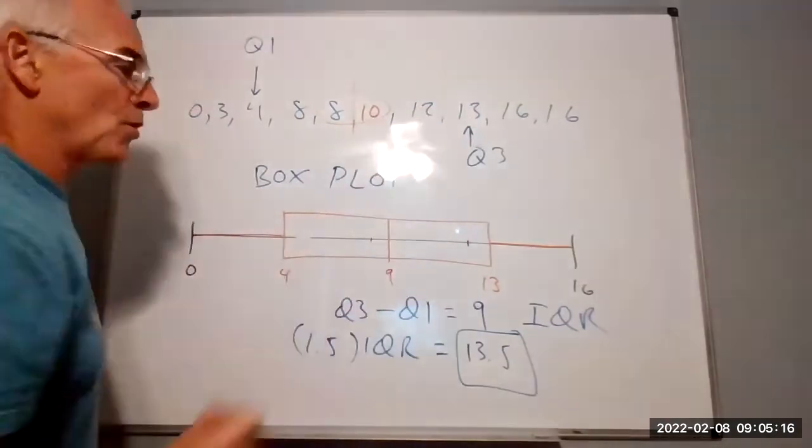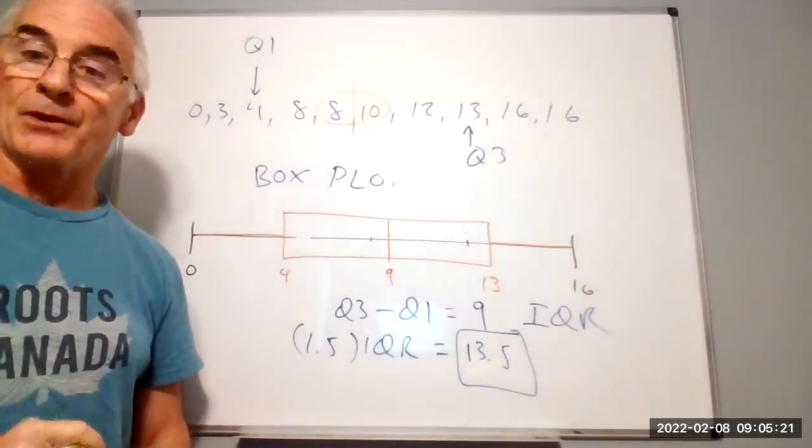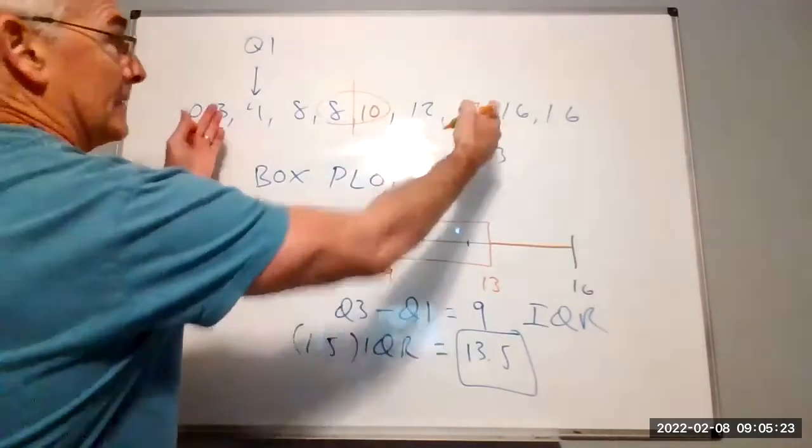In this set of scores, is there an outlier? This is a simple yes or no question. Are there any outliers in this set of scores right here?